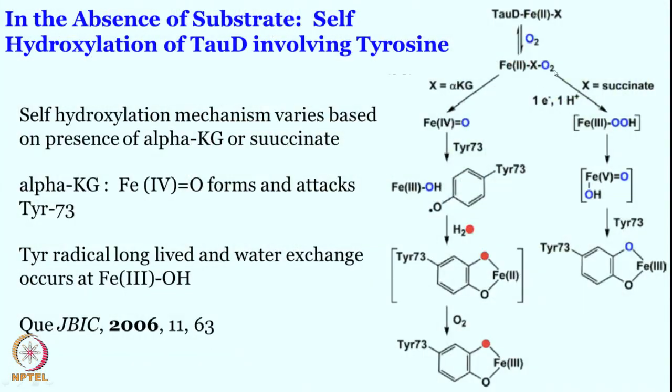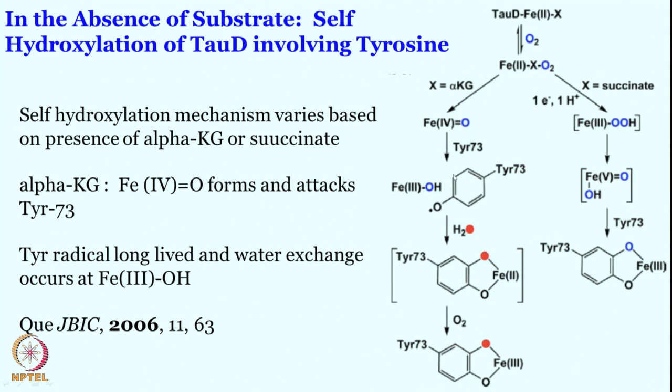Okay, before that, let us look once again at the same reaction mechanism that we are discussing. It forms an iron 2 oxygen intermediate. Subsequently, with the help of alpha-ketoglutarate, we do see that this iron 4 oxo intermediate is forming. Well, this iron 4 oxo intermediate can then react with tyrosine if the organic aliphatic substrate that is required is not there, right? So you get a phenoxy radical intermediate, a tyrosine radical intermediate, along with iron 3 hydroxo formation, right?